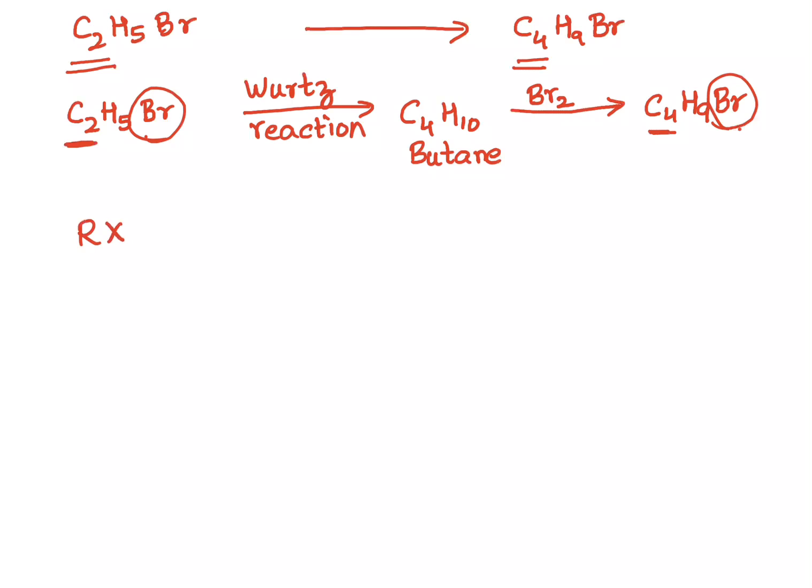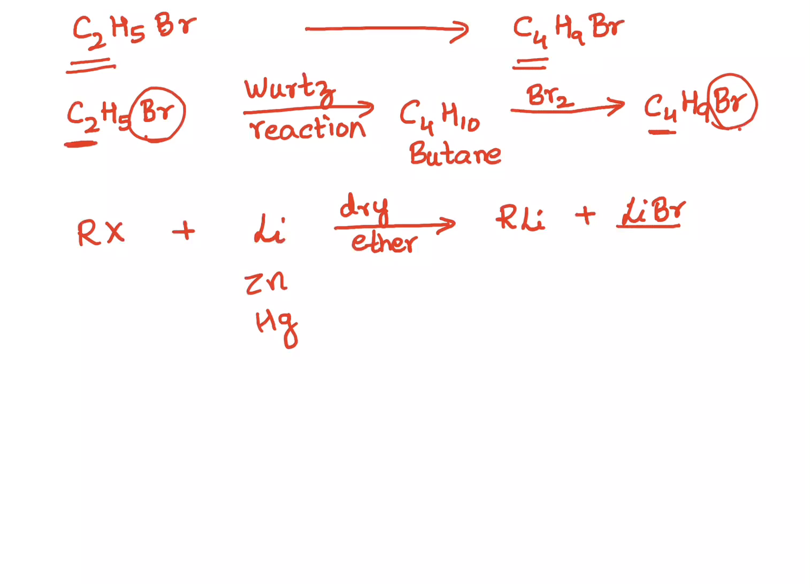Similarly, alkyl halides react with lithium metal to give us another class of organometallic compounds, that is the alkyl lithium. So RLi. Can you fill in the blank for me here? Go ahead. And also a very important point over here, that we are carrying out this reaction in the presence of dry ether, right, as one of the solvents. So LiBr is our side product. Similarly, it can react with other metals like zinc, mercury and so on.